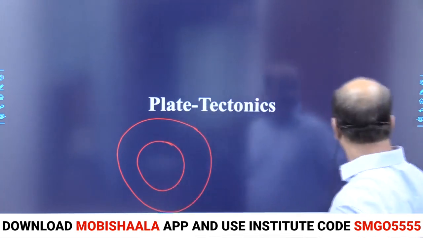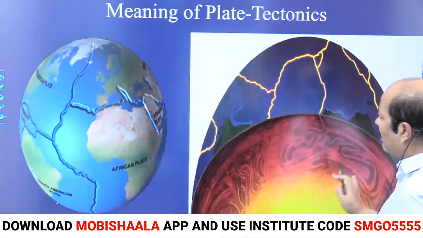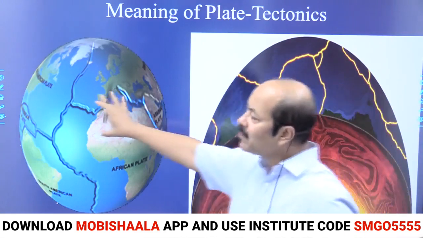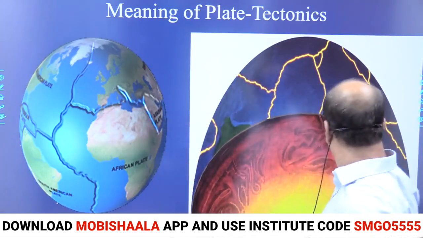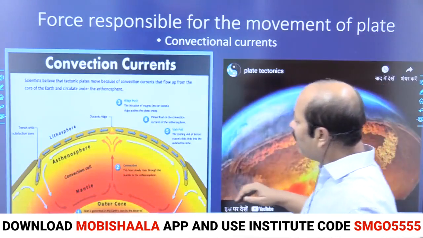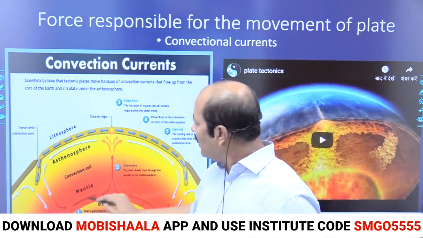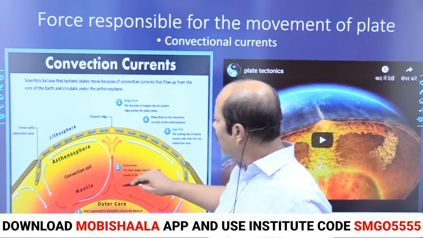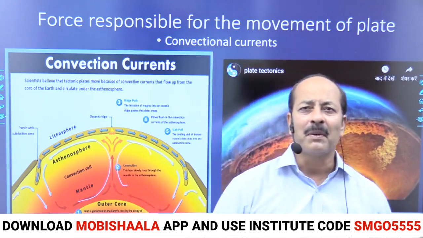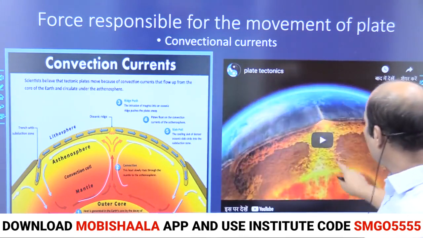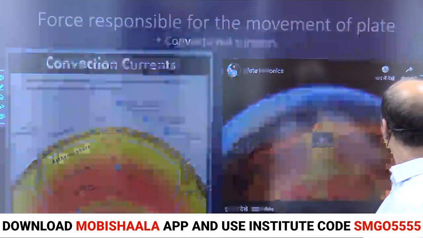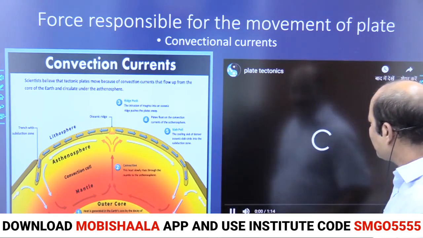Try to see this image. This is the upper part of crust. We see different parts of plates. Inside, again, we can find this area, this one is asthenosphere. There is a convectional cycle, and it is responsible for the movement of plates. Try to see this video. This is a very simple video explaining the movement of plates.